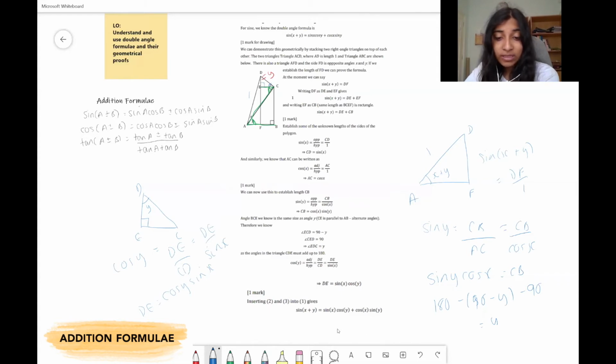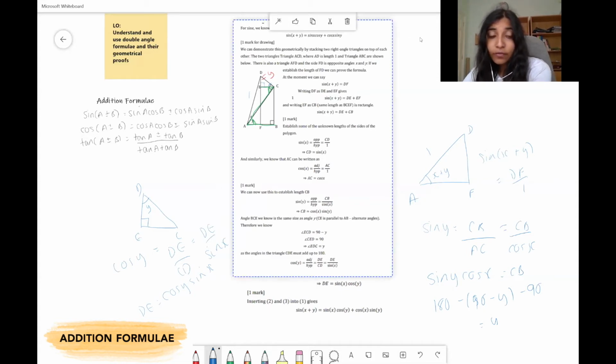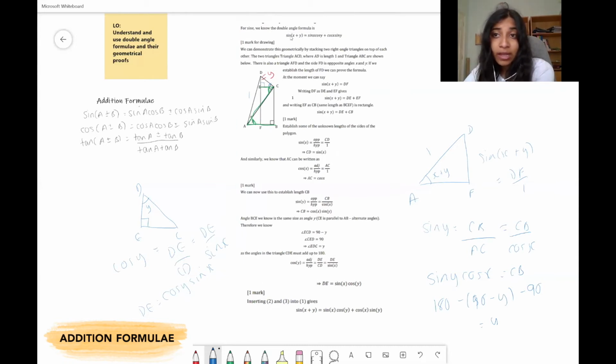So then if we just insert our expressions for DE and CB into this equation for sine x plus y, we would just get sine x plus y is equal to DE, which is just sine x cos y, plus CB, which is just cos x sine y. So that's how you can derive the formula for sine x plus y or sine a plus b. And if you were to just do sine a minus b, you just switch around the addition to subtraction. So it would now be sine a cos b minus cos a sine b.